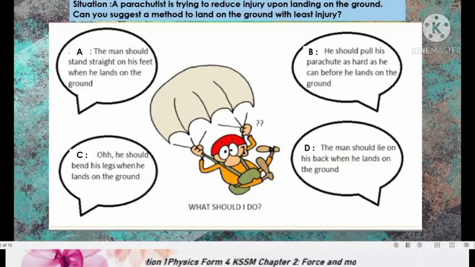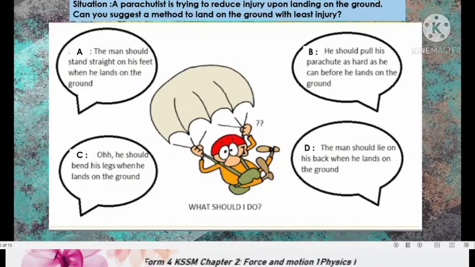Look at person A. The man should stand straight on his feet when he lands on the ground. Person B. He should pull his parachute as hard as he can before he lands on the ground. Person C. He should bend his legs when he lands on the ground. And person D. The man should lie on his back when he lands on the ground. So what do you think? What should the parachutist do?